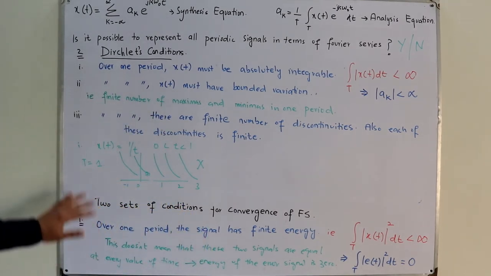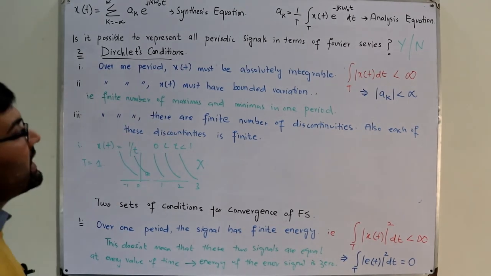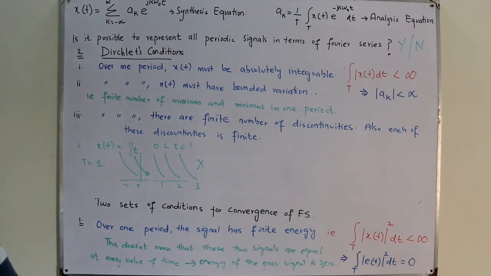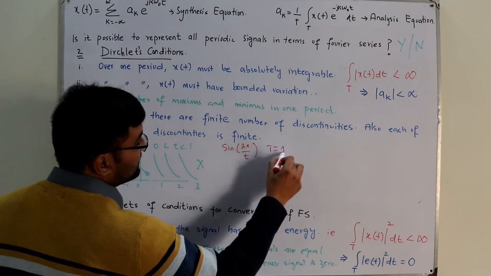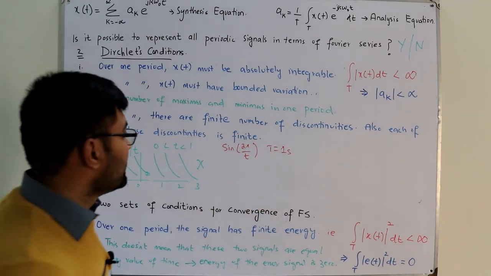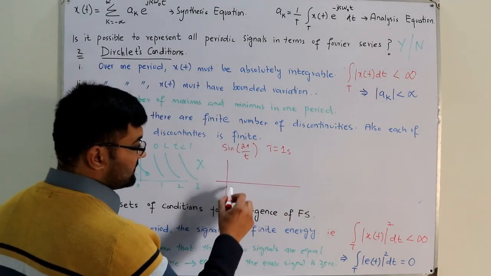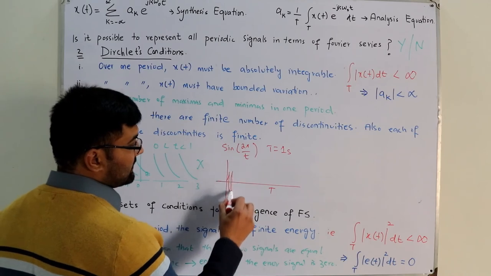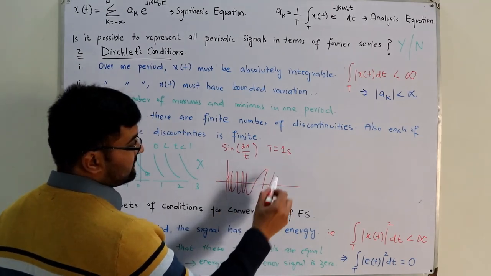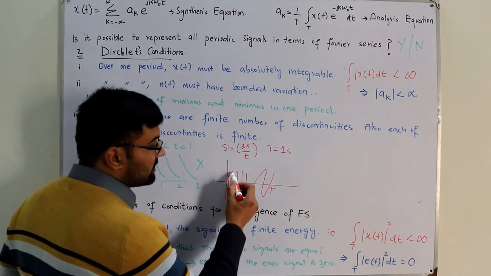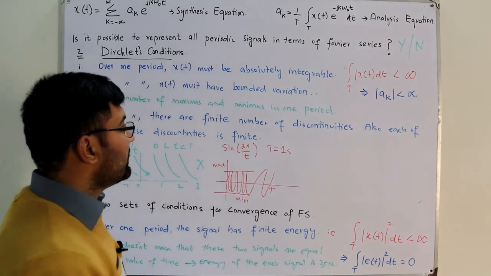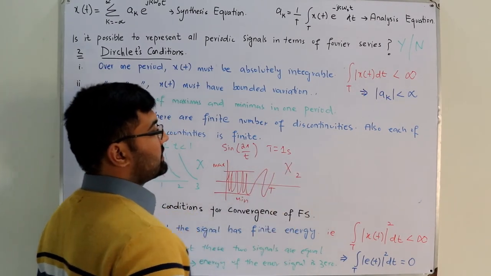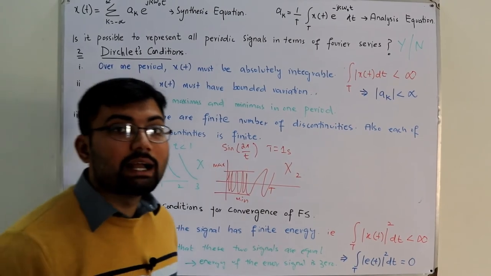Similarly, talking of the second point, it must have bounded variations, that is, it must have a finite number of maximas and minimas. For that we have an example, sine of 2 pi upon t, and the period is 1 second. I recommend you to draw this graph in MATLAB. You would see that this has this sort of a graph and then it would increase like this. Have a look, how many are the number of maximas? It does not have a finite number of maximas, does not have a finite number of minimas, which means that this is not satisfying condition number two. So this also does not have a Fourier series representation.